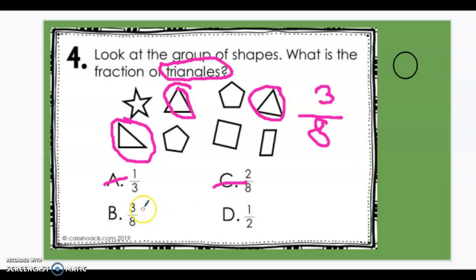3/8, that's what we said, and 1/2. That would mean I had 2 shapes and only one of them was a triangle. And we know that that's not correct because I have a total of 8 shapes. So letter B is the correct answer.